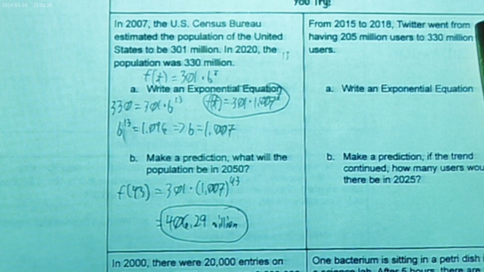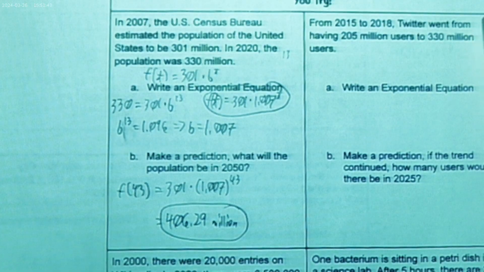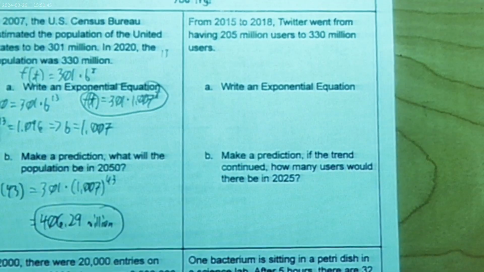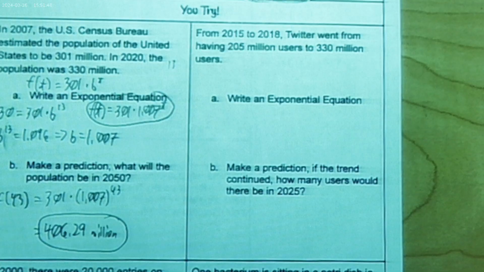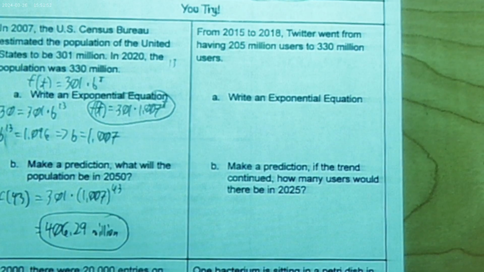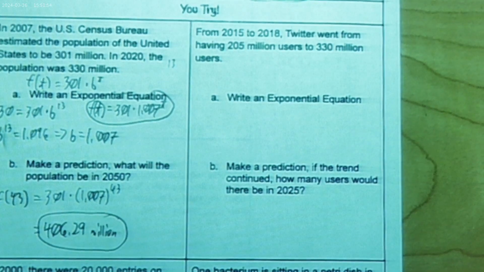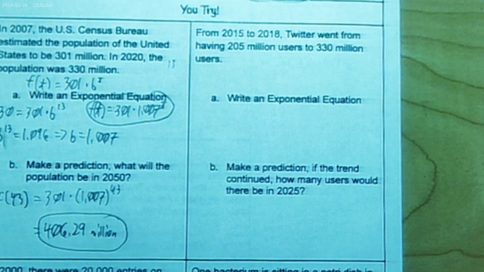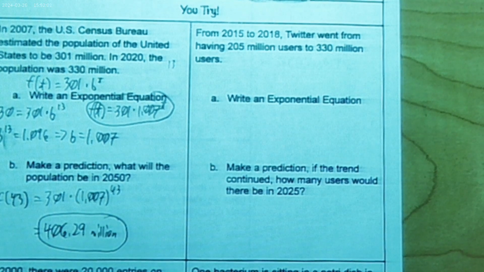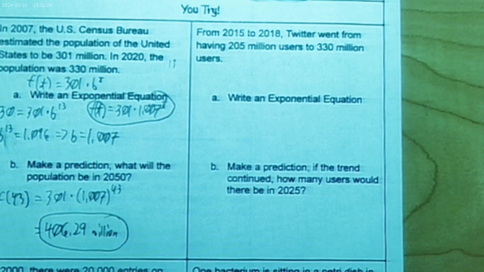Now I'm going to try 3 more problems just to make sure that I can definitely do these problems. So we'll start out from 2015 to 2018. Twitter went from having 205 million users to 330 million users. Again, they're shaking up how they present the information, but they're still presenting it in 2-point form. So in 2015, that's the first year that we're actually counting data.